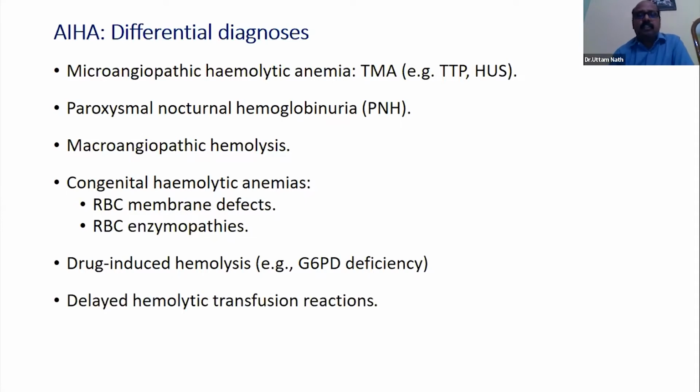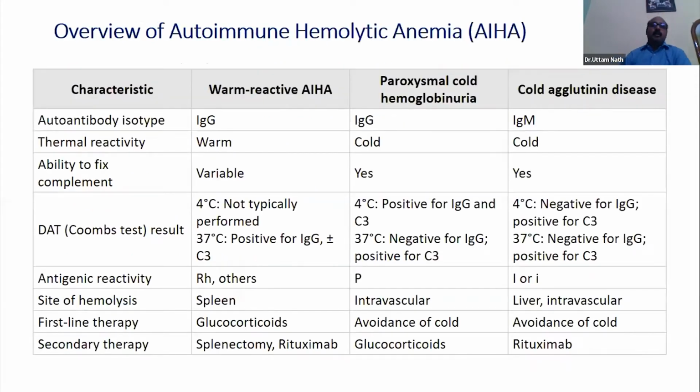Delayed hemolytic transfusion reactions to minor RBC antigens can present with a similar picture. And we must not forget malaria, which is an important cause of hemolytic anemia due to infection in the tropical countries. Now, a brief overview of AIHA, as I've said: warm antibody AIHA, cold agglutinin disease, and PCH.